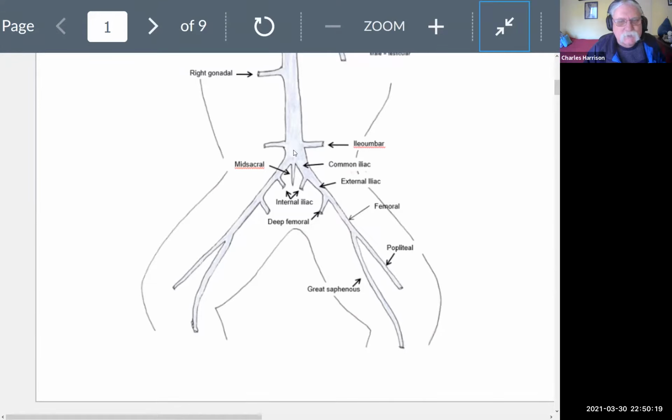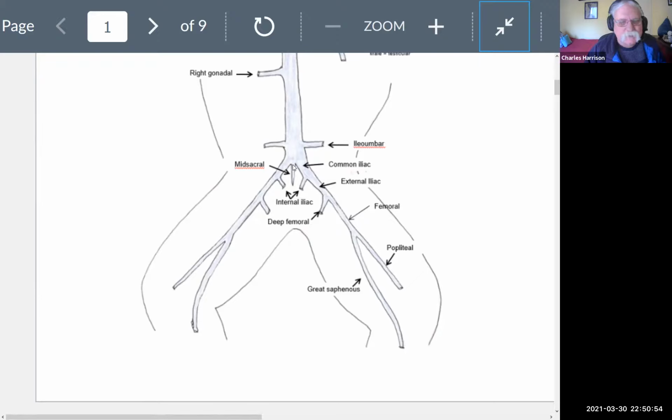Once the vena cava comes down here, it splits. Each part is called the common iliac. Common means that two things are going to come together and use the same name. The two things that will come together here are the internal iliac and the external iliac.